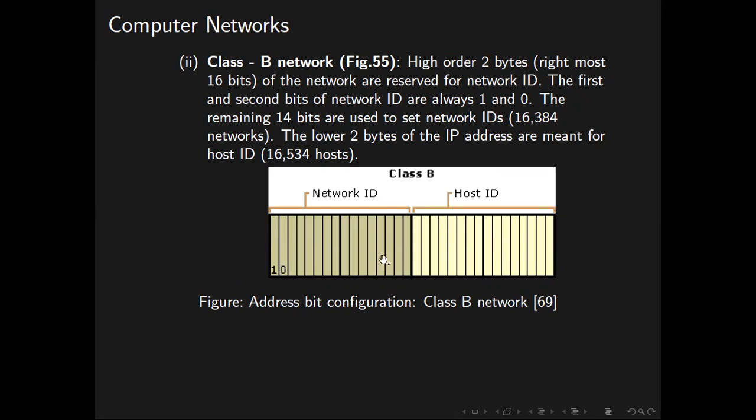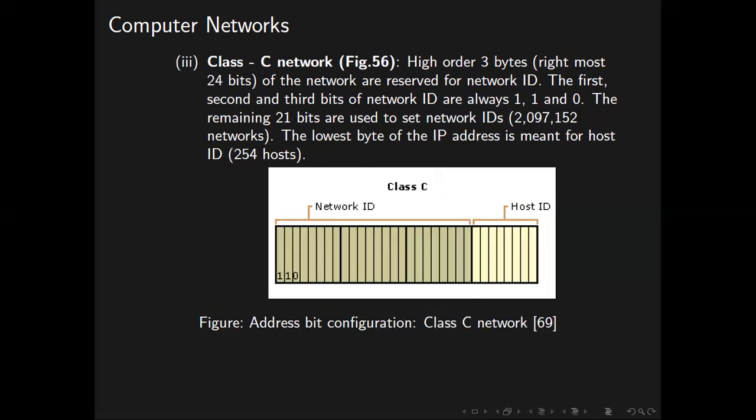A Class B network has an equal share: 2 bytes for network ID and 2 bytes for host ID. The host ID means individual computers. 16,534 computers can be connected to a Class B network, and these computers can further be connected using some other LAN or connection technologies. LAN, WAN, MAN, CAN, all those are different types of networks. We will come to that later.